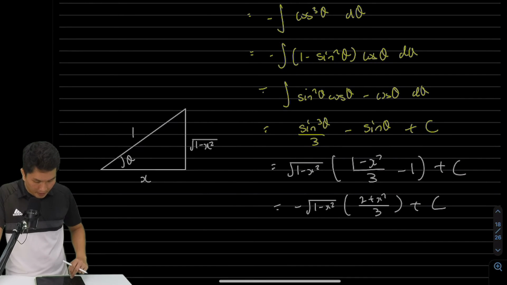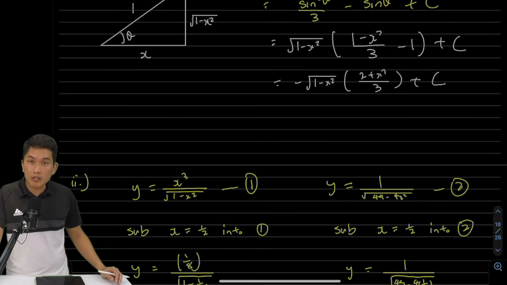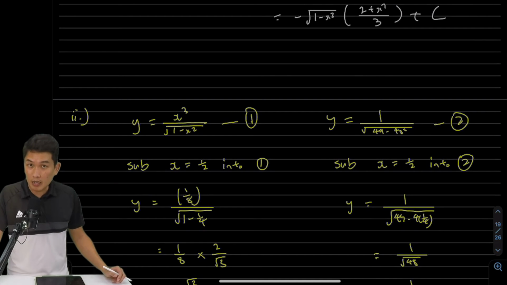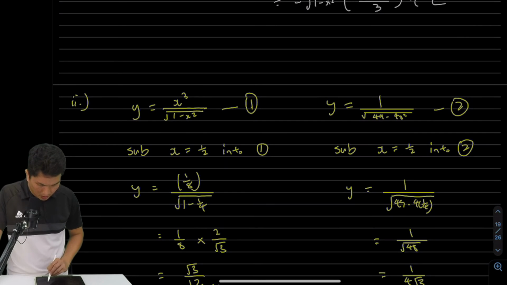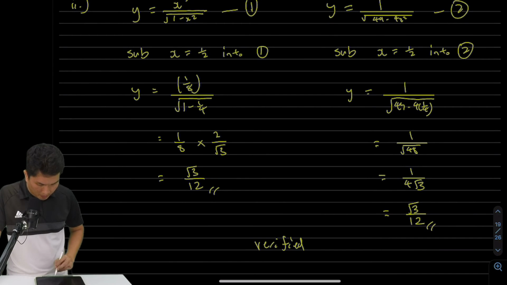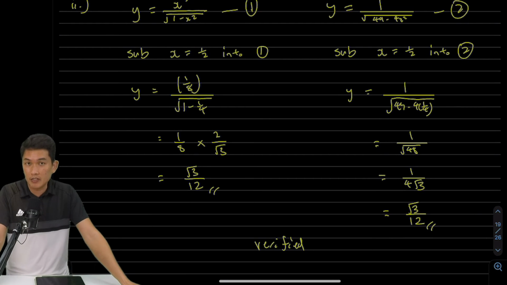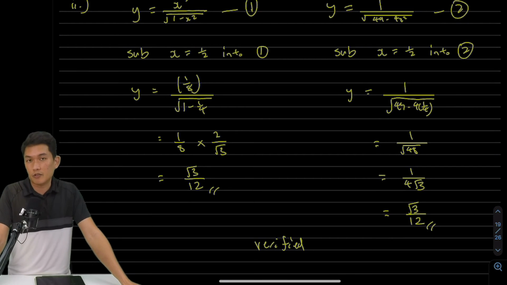We just need to verify. Right? We're given two curves. We need to verify that they meet at the coordinate x equals to half. So what you can do is write out the two equations, substitute x equals to half into both of them, make sure you get the same y coordinates on both sides. There, you have verified that these two curves will meet at x equals to half.